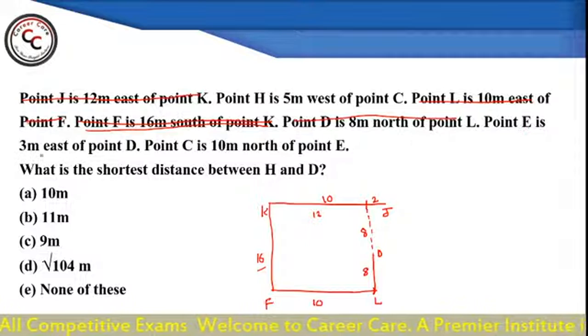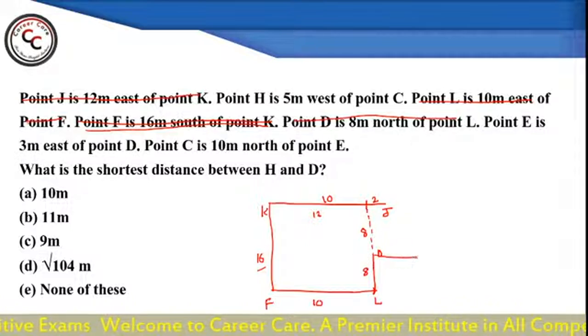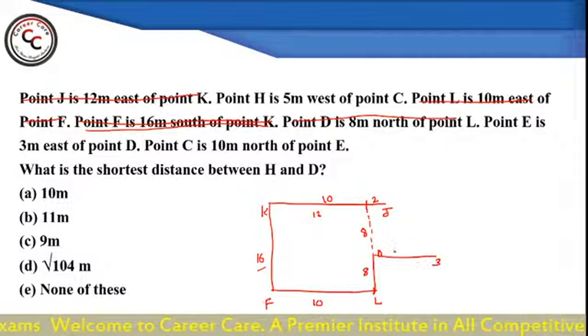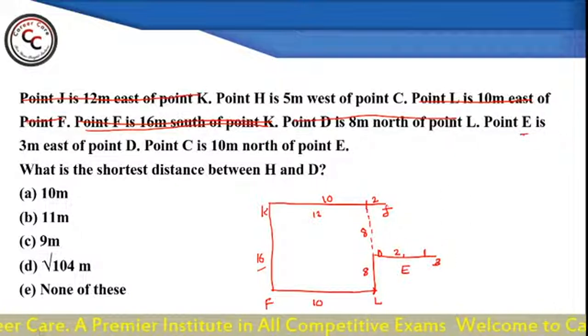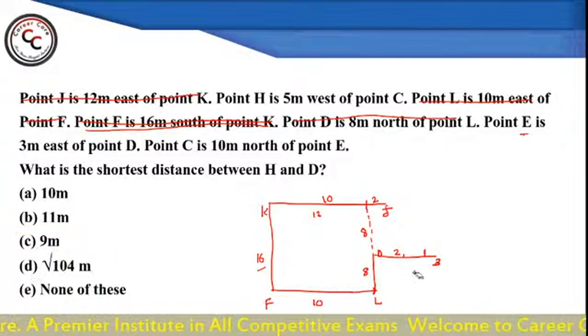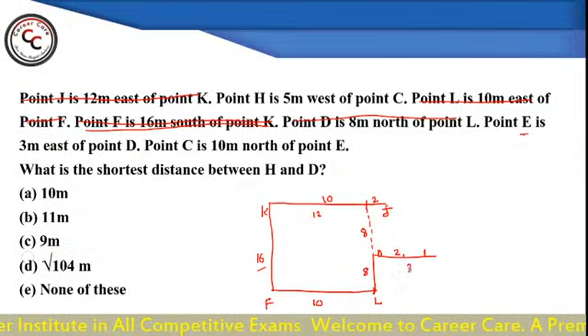Point E is 3 meter east of D. So to the east of D by 3 meters. That means this will be 2 and this will be 1. So point E is 3 meter east of D. So this is 3 and this will be E. Simple.